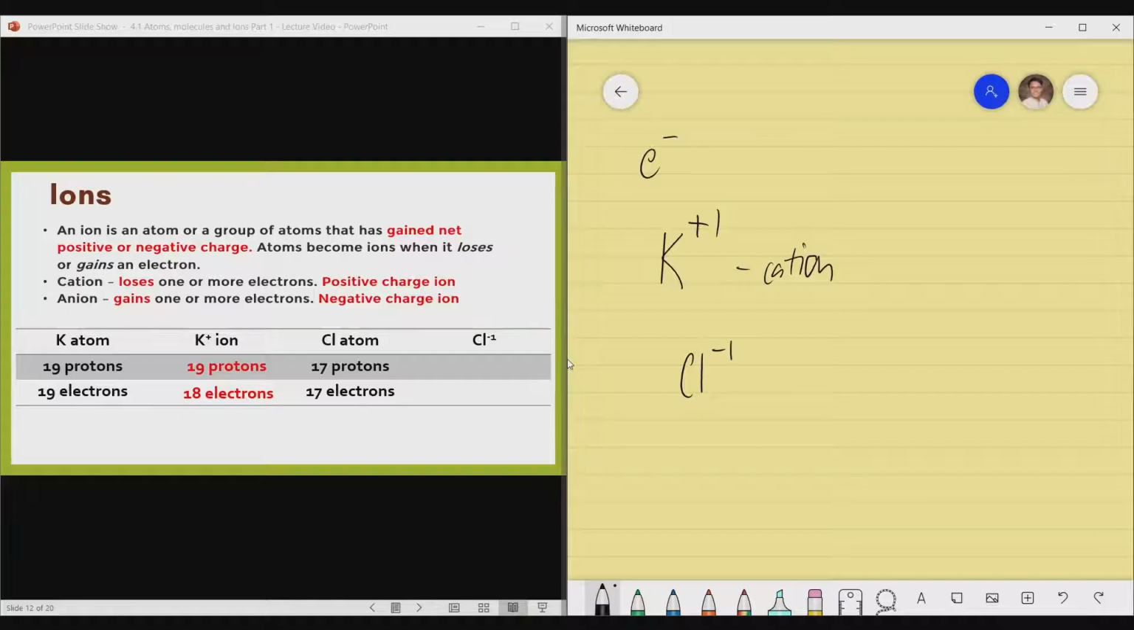What about this one? Chlorine, negative or -1. This is an anion. So, anion, tumanggap ng electron. Again electron ang tinanggap. Ilan kaya si proton? Same pa rin. 17 pa rin siya. Again proton ay hindi nadadagdagan, nababawasan. Electrons. So, anion, -1. So, tumanggap siya ng isang electron. So, 18 electrons. Okay? Napakadali. Okay, more examples in the next slide.